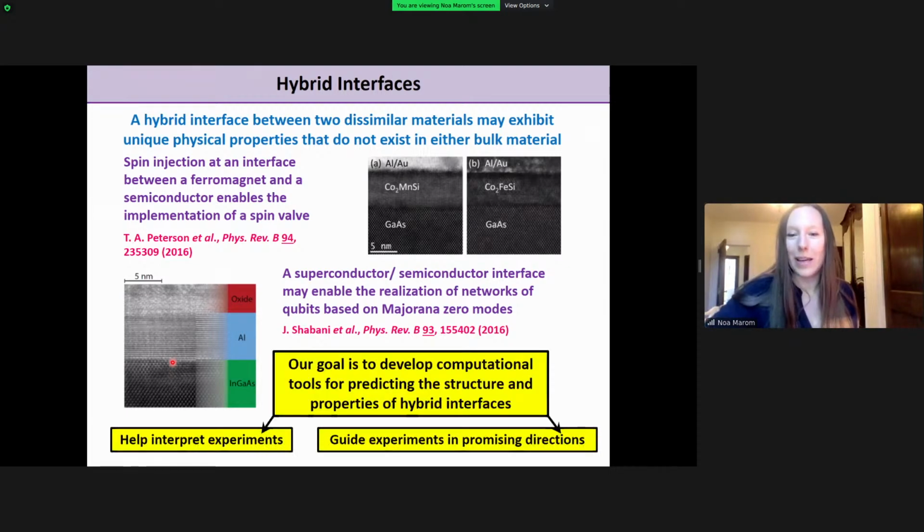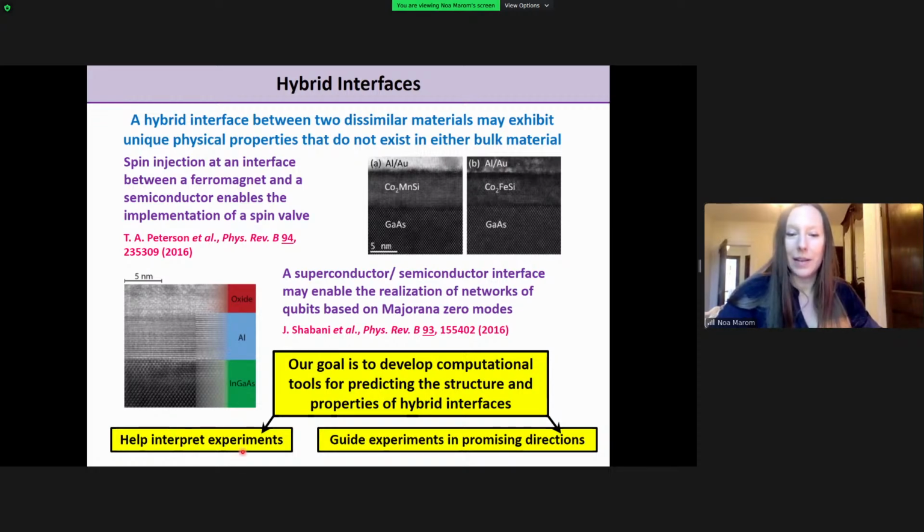And our goal is to develop general purpose computational tools for simulations of interfaces, which includes predicting the structure of interfaces and also their electronic and magnetic properties. And why are computer simulations useful? First, they can help interpret experiments. For example, if you have a spectroscopy experiment, it can help assign spectral features to specific structural features.